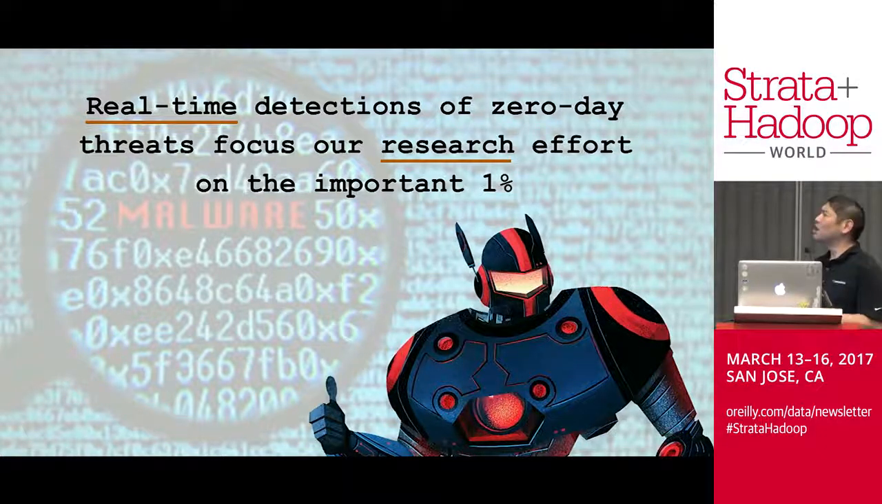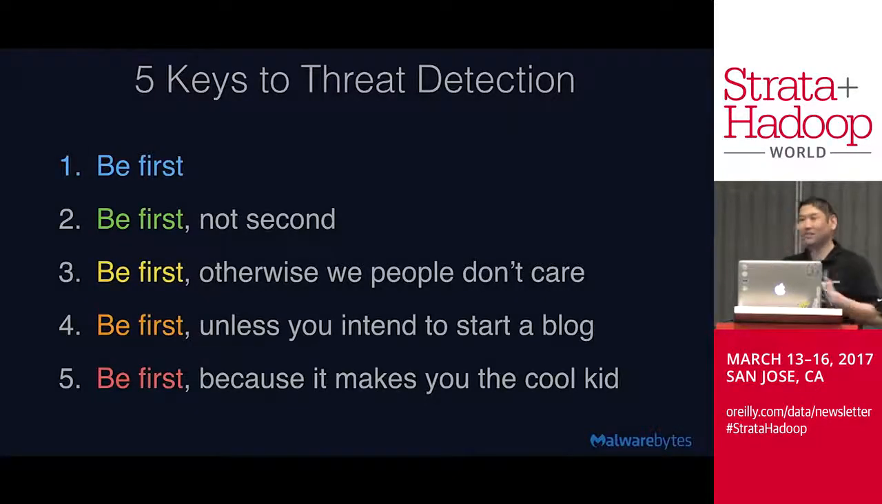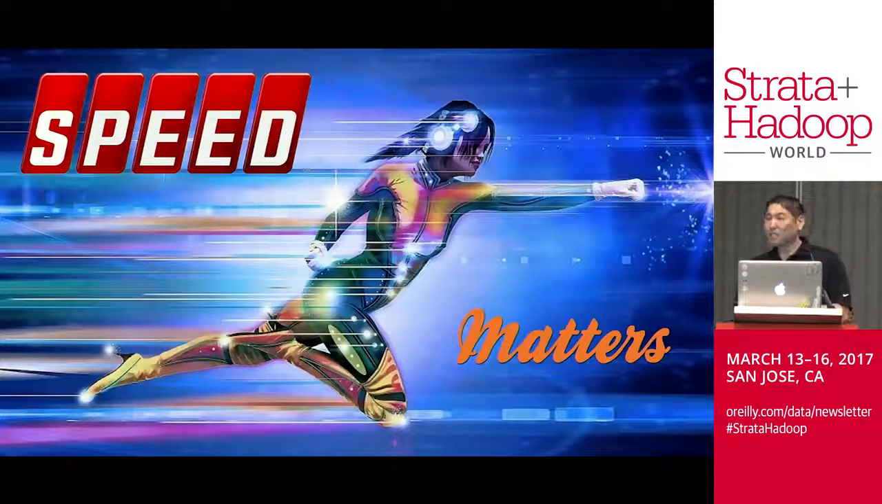And so what we did was we figured out that the real-time happenings of the world, the real-time threats that are attacking the globe at this moment, really helps us to focus our research effort in that very minute, hour, and day, right? That's where we need to spend our researchers' attention. And so there's basically five keys to threat detection that I had to learn, which is basically to be first. And so what that meant was that speed really did matter.